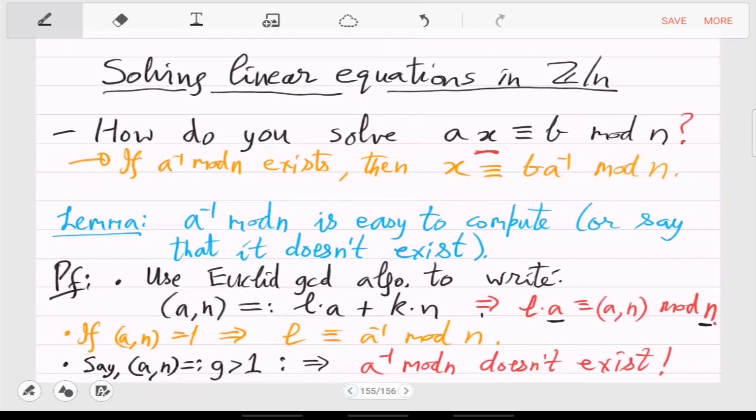So given a number, it's very easy to write down an algorithm which tells you whether its inverse will exist or not. And when it exists, it will also give you the inverse between 1 and n, between 1 and n minus 1 actually. Okay, so now how will it help in solving AX congruent to B mod n? Our original goal is to solve equations in this new arithmetic.